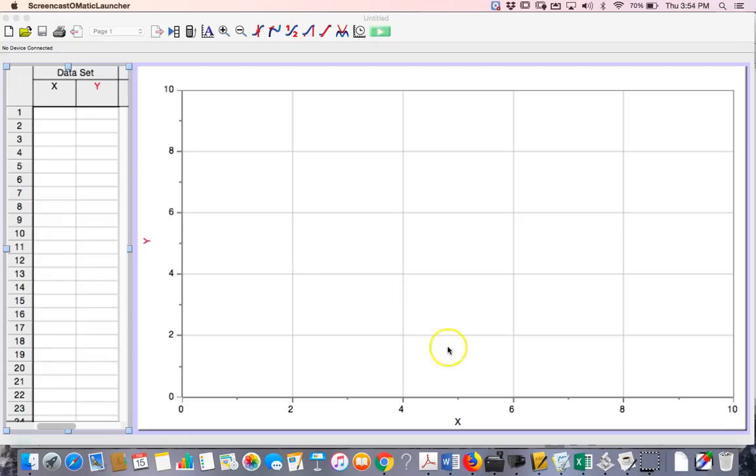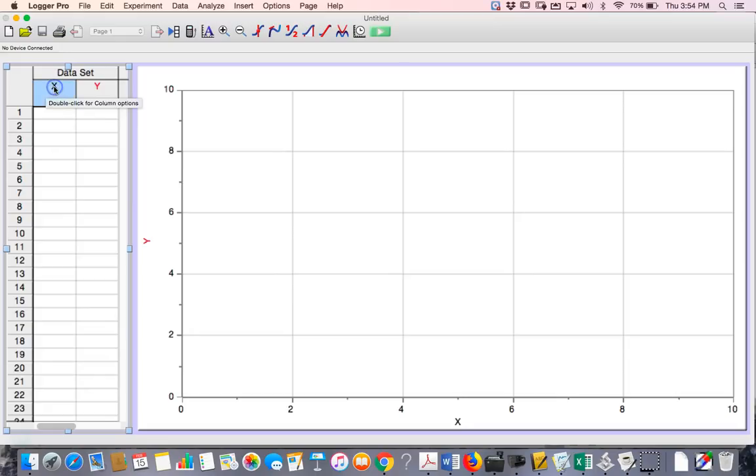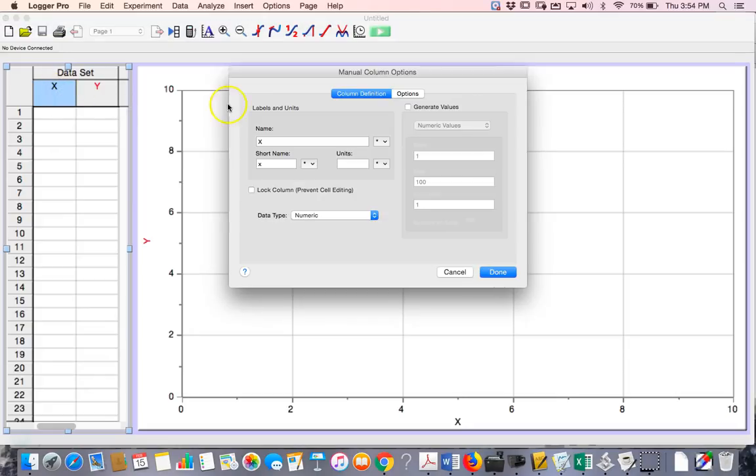So we have an X value, and what we want is to have this as time in minutes, okay? And you guys collected intervals. So I'm just going to double click this, and this X is going to become minutes or time. Let's just put time. We know it's in minutes. And the short name for X will just be min, M-I-N. All right, and hit done.